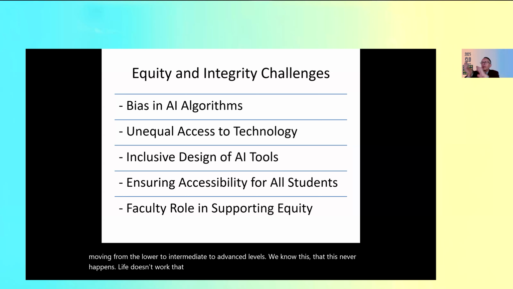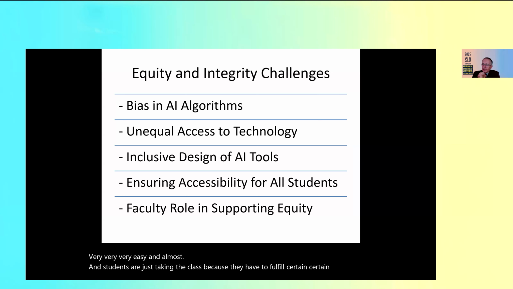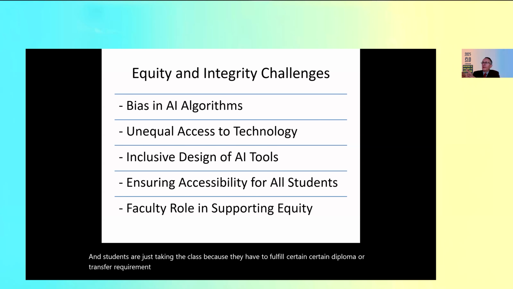There are students who are completely unprepared to take the level of the class that we are teaching, and there are those who find the content very, very easy, and students are just taking the class because they have to fulfill certain diploma or transfer requirement. So considering this, we can and we should create specific rubrics that will identify specific behavior that can be observed, evaluated, and we are going to provide the feedback on what it is that students are doing in the instant when it is being presented.